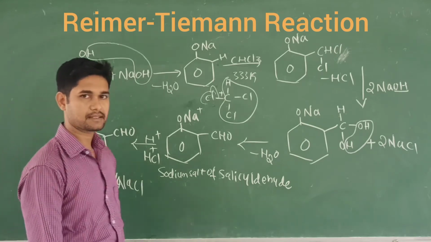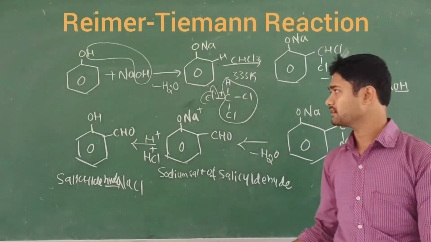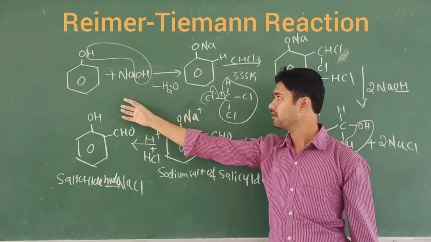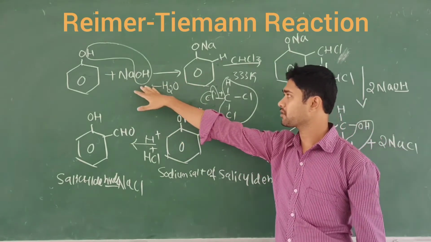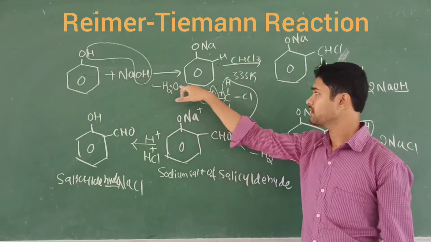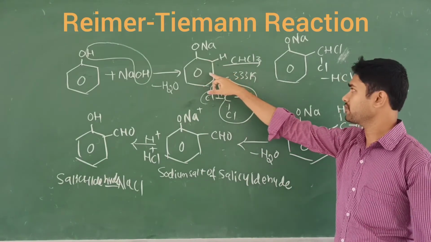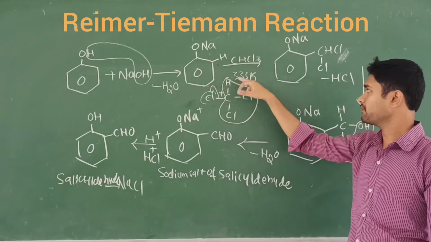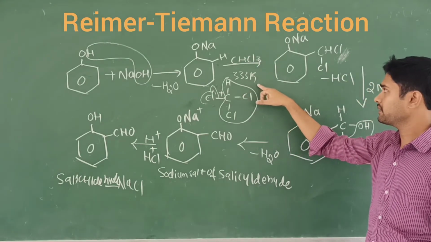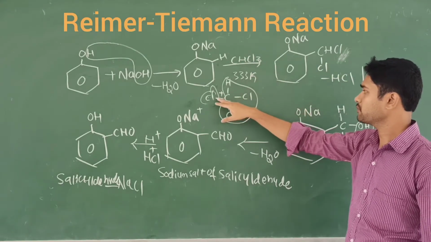This compound is called salicylaldehyde. This reaction starts from the phenol, which reacts with sodium hydroxide. We remove the water molecule. This is called the sodium phenate ion. This sodium phenate ion further reacts with chloroform at 330 Kelvin, and we remove one chlorine atom.